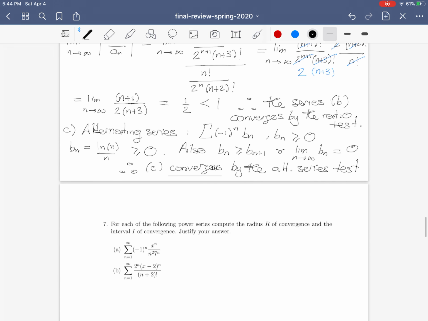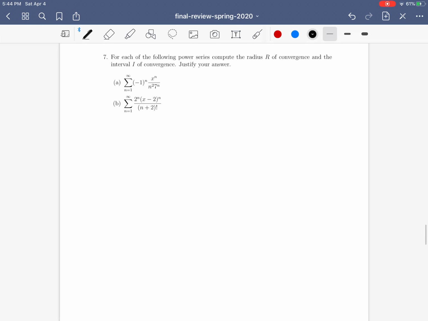Okay, let's move on to another question about series. And now we're going to look at power series. For each of the following series, we are asked to determine the radius of convergence and the interval of convergence. So remember that a power series is a series that involves powers of x; the nth term involves something like x^n, or (x-2)^n, or in general (x-a)^n.